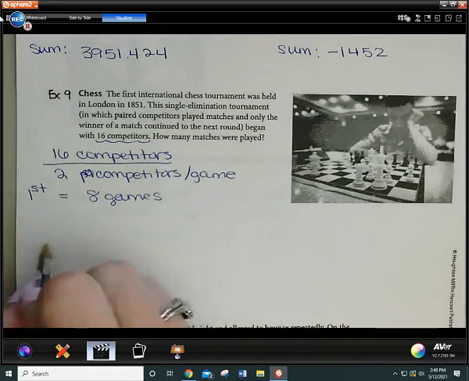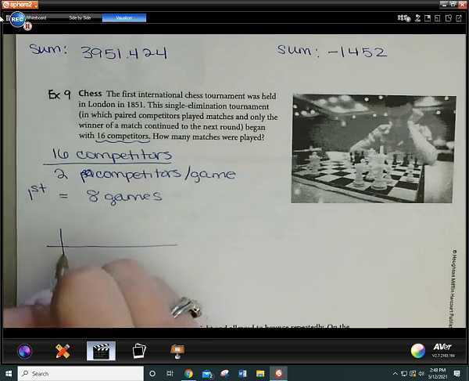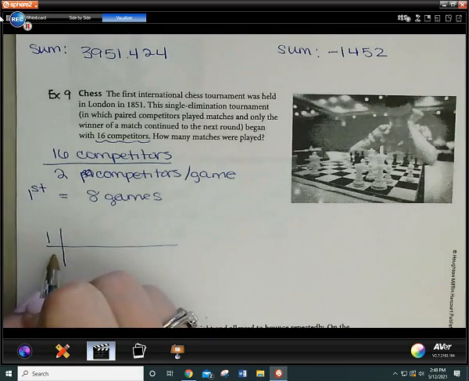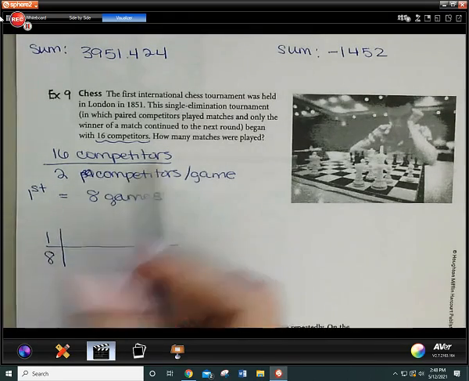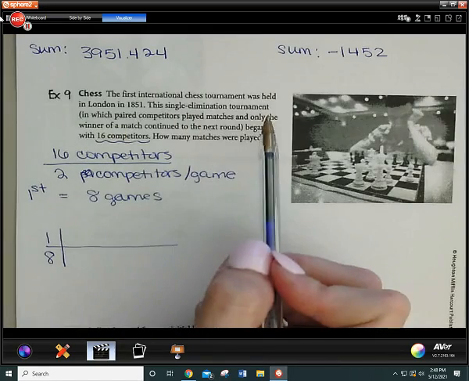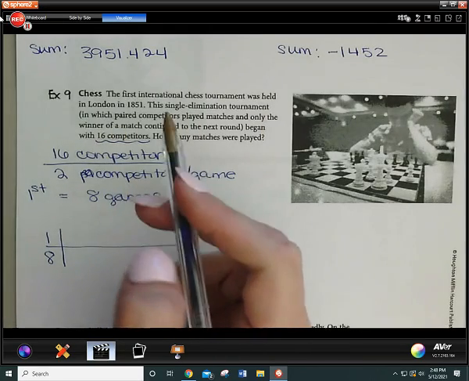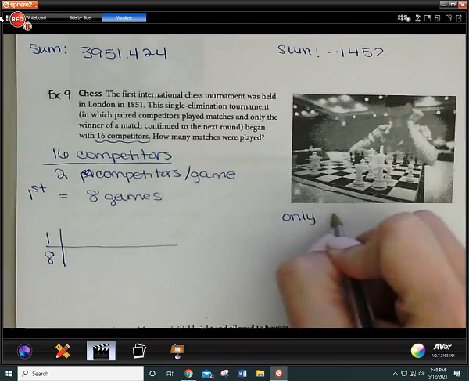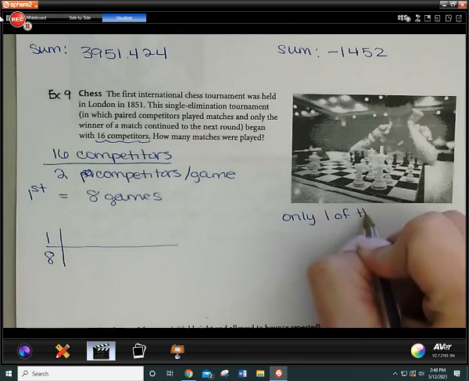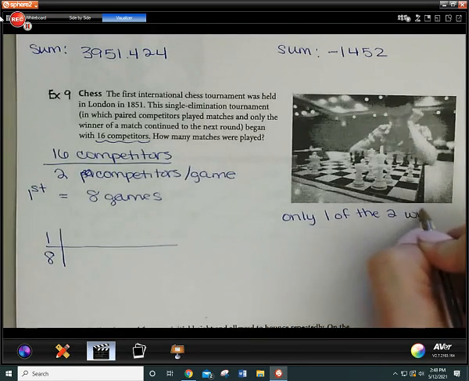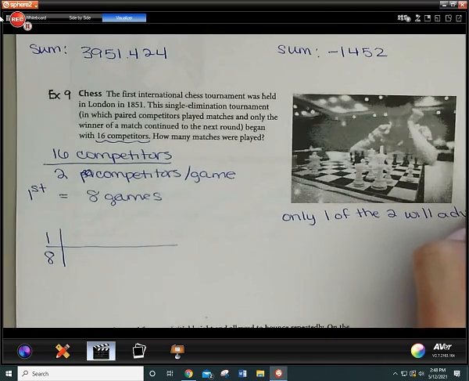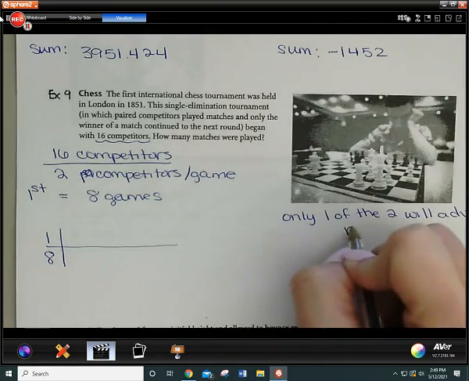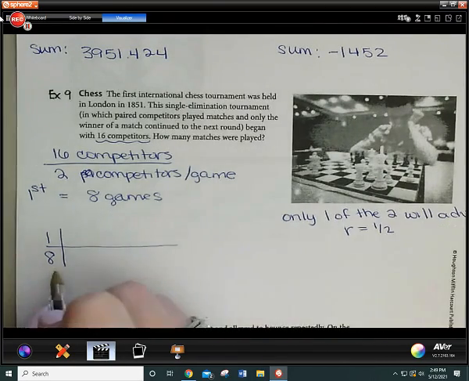Or you could make a table if you wanted to. So the first time there is 8. Then only one winner from the match is going to move on. So only one of the two will advance. So the r is 1/2. Okay, so take this times 1/2.